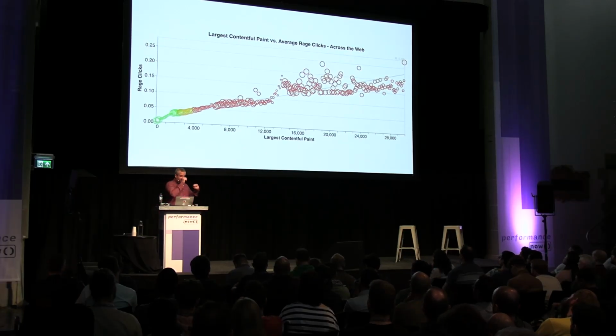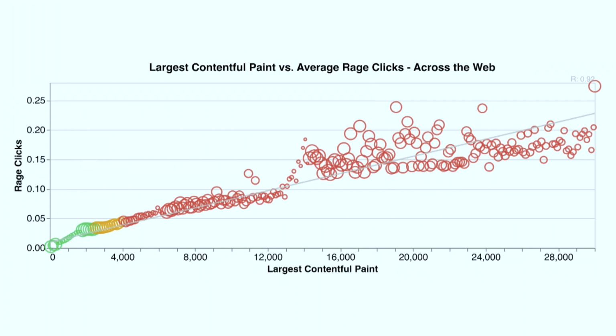Going to a different chart, looking at rage clicks again. We see a very similar thing to what we saw with CLS. As your largest contentful paint time increases, the number of rage clicks increases as well. Decent correlation there. You can imagine that as the page is taking longer to load, the user's getting more frustrated. They're trying to figure out, can they scroll? Can they interact with that thing? So we see a decent correlation between the two.